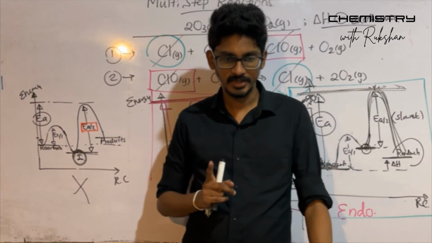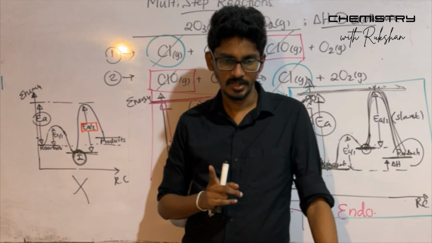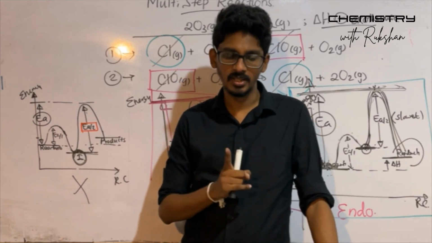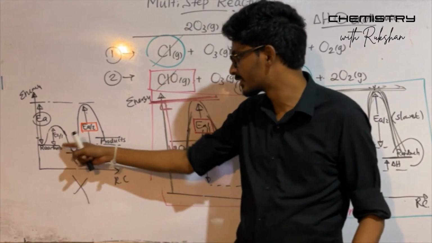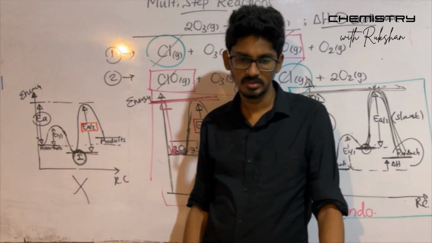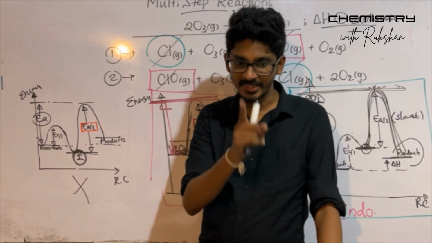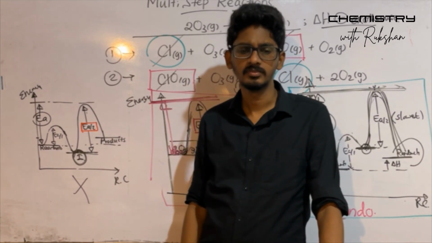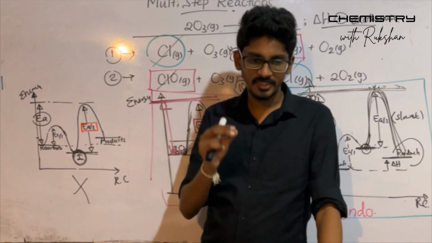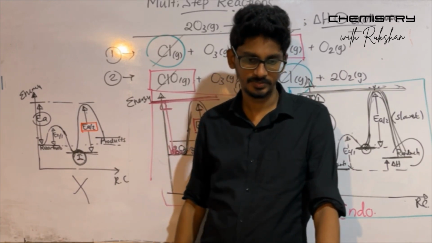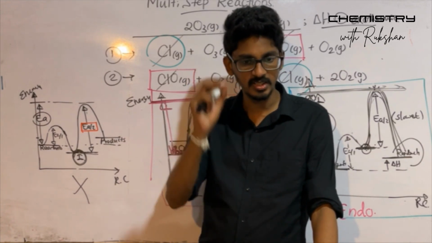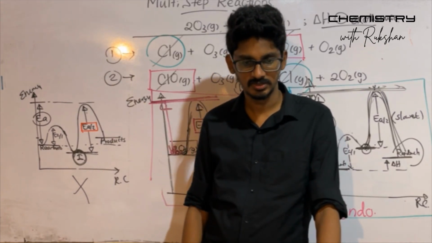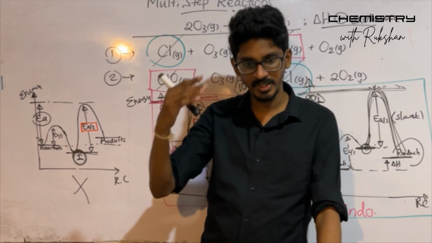Always keep in mind: intermediates are not stable compared to reactants and products. Intermediates are less stable compared to reactants and products. The lifetime of intermediates is very small, very negligible. They just produce and just disappear.